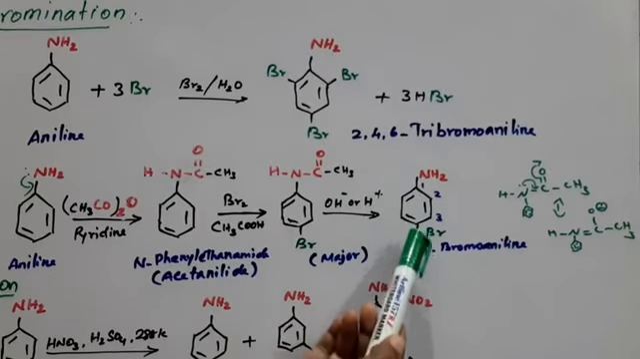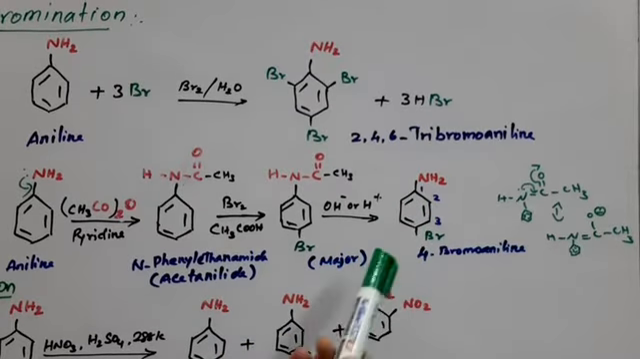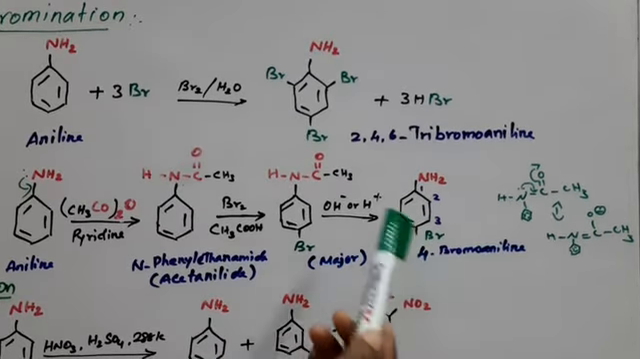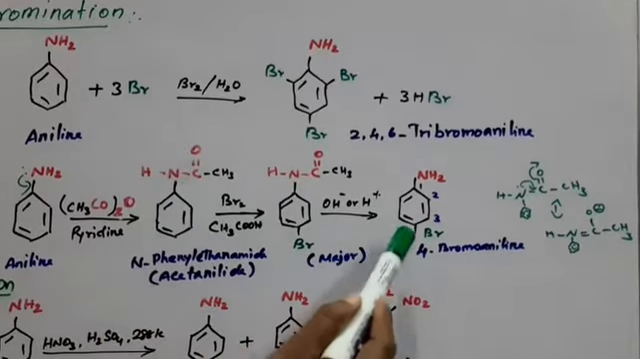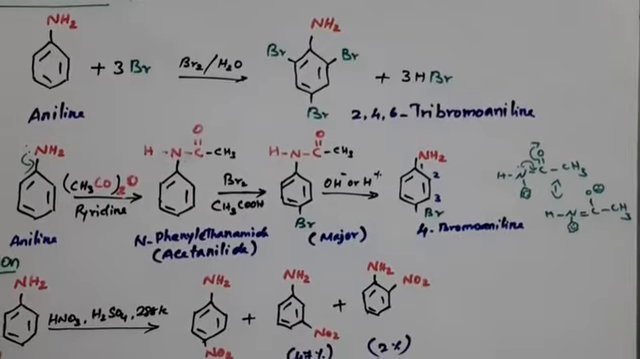Bromo derivative means mono substituted bromo derivatives. This is challenging because the mono substituted derivative is not directly possible, but we can get the mono substituted derivatives of aniline. Okay, this is one question.